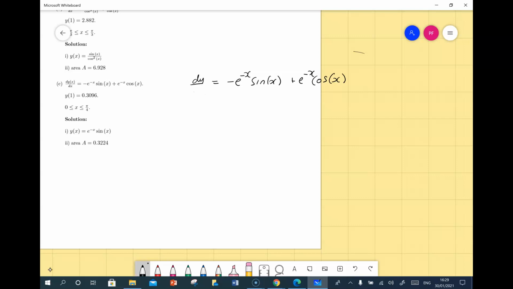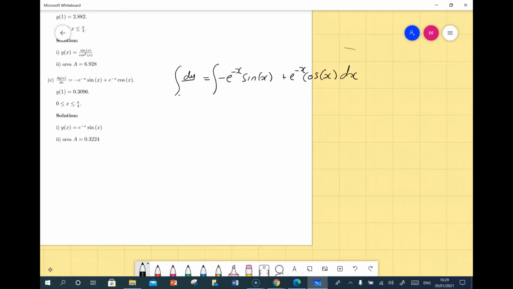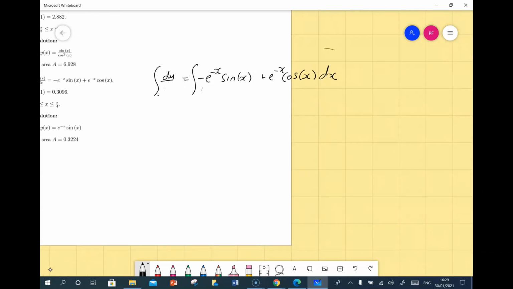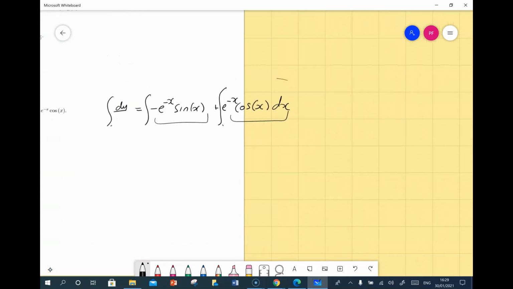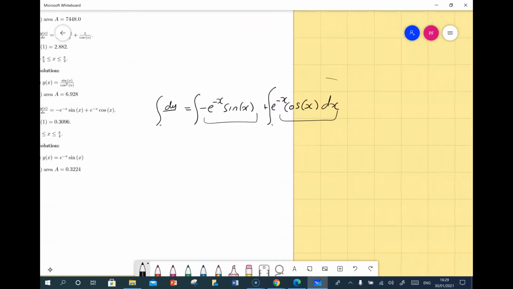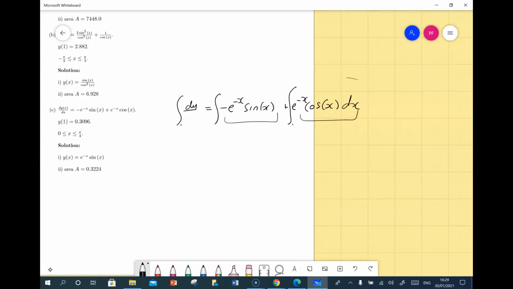So what I'll do is bring my dx over and integrate both sides. The integral of both sides means both of these things have to be integrated, so I'm just going to put an integral sign in front of both of them. I'll put the minus out in front here as well. Okay, so the integral of dy is y.